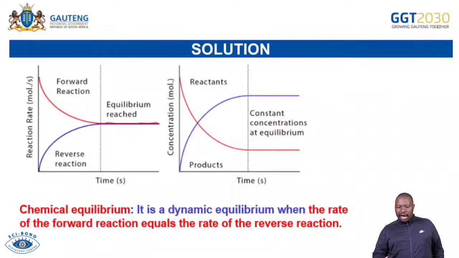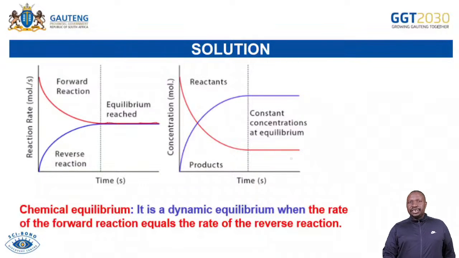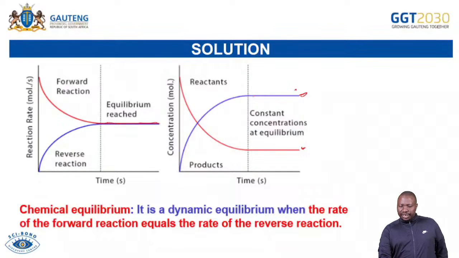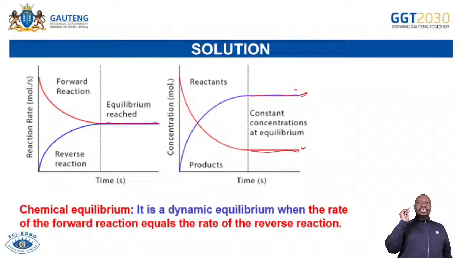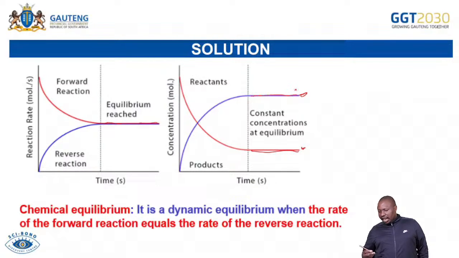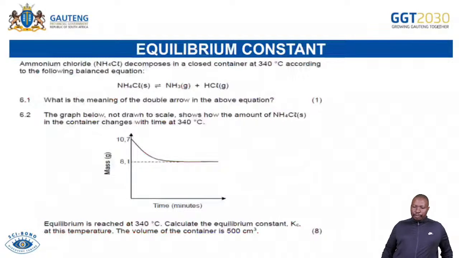And when it comes to this other definition, we're saying the concentration of the reactants and the concentration of the product remain the same. It is still equilibrium, because the concentration of the reactants and the concentration of the products remain, not that they are equal, but they remain the same. So I hope that helps you as you prepare for your papers.